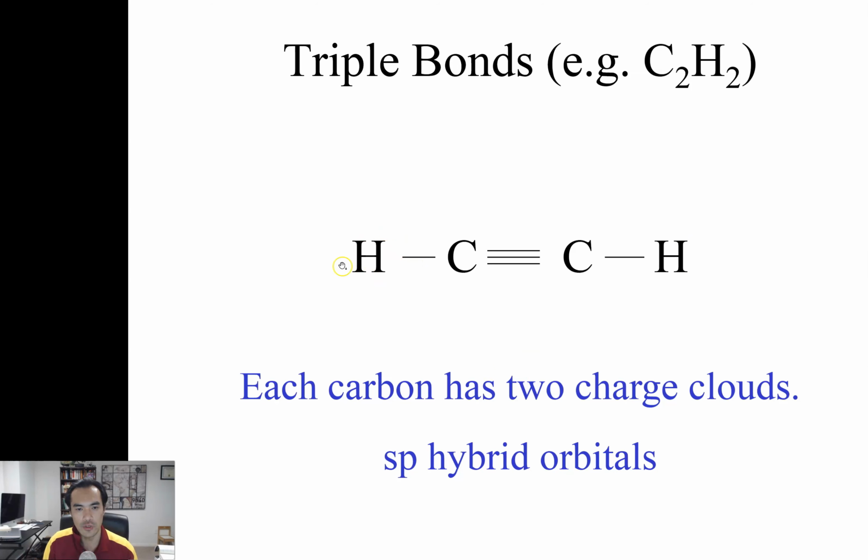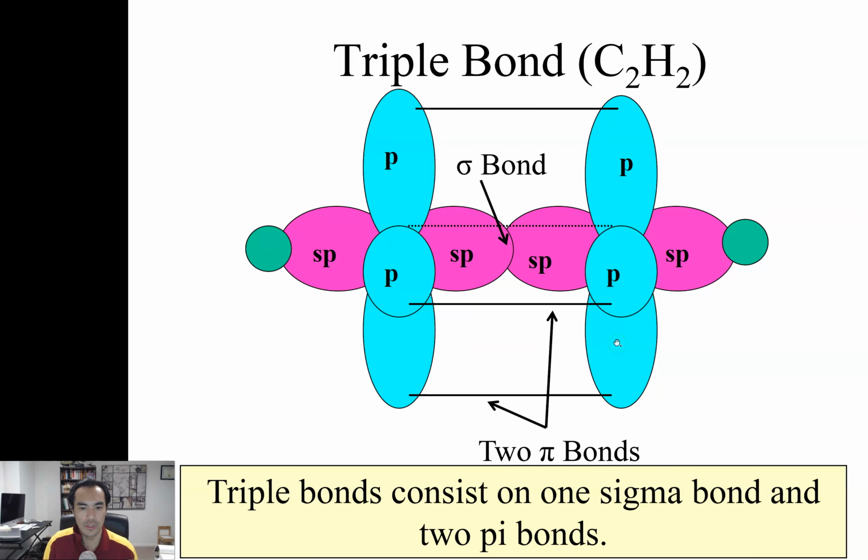All right, for triple bonds, we actually have two charge clouds. So we have hydrogen here and carbon here, and these are considered to be sp orbitals, or 180 degrees, and that's because we only have two attachments. And so in this case, you'll see an sp hybrid here and an sp hybrid here. So a triple bond's a little different. We're going to have two pi bonds and one sigma bond.